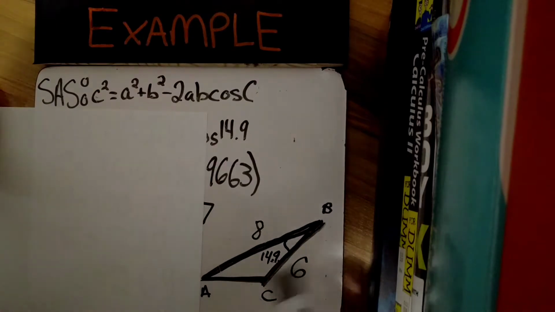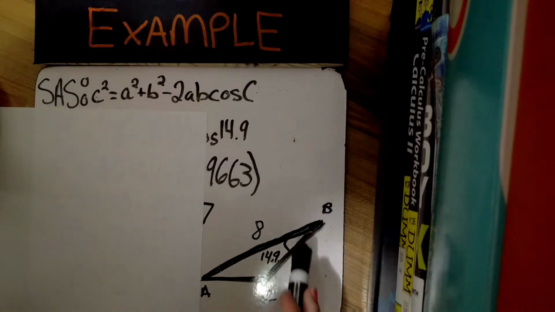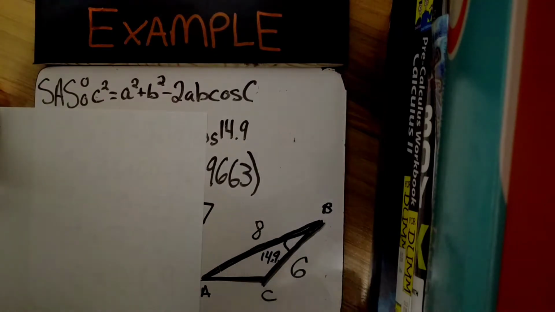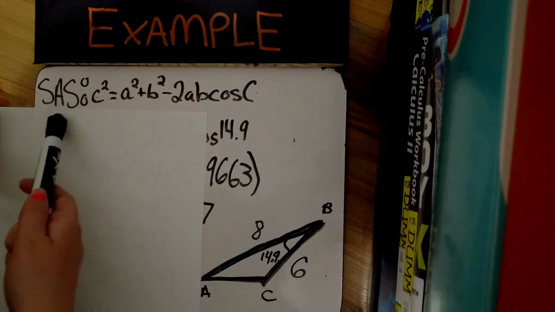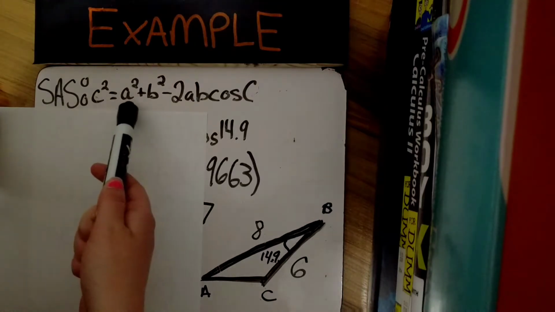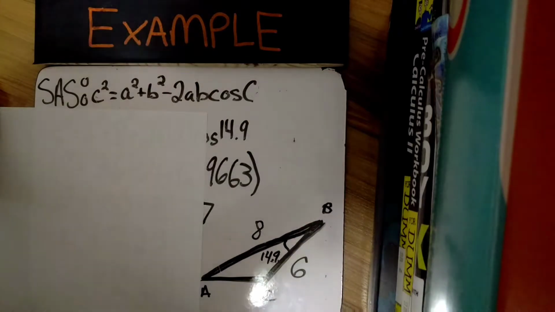So right here we have a triangle, and as you can see, this side is 8, this side is 6, and this angle in between them is 14.9. So this right here is a side angle side. As up here, side angle side: c squared equals a squared plus b squared minus 2ab cosine C.